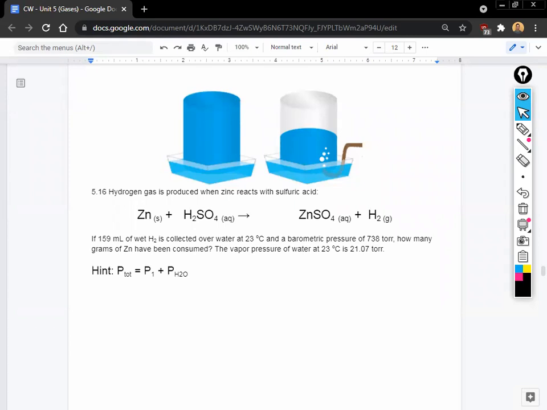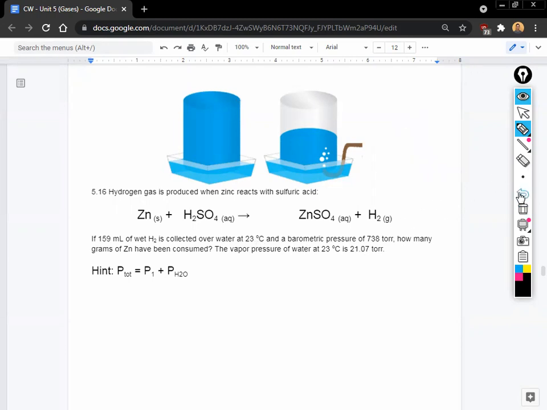So let's take a look at this problem. In this problem, we're reacting zinc and sulfuric acid. You know how we just had the tube connected to the flask, right? The reaction is happening inside of the flask. So in this flask, we have solid zinc, and then we're adding sulfuric acid into it, okay? Now, if 159 milliliters of wet H2 is collected over 23 degrees and the barometric pressure is 738 torr, how many grams of zinc has been produced?